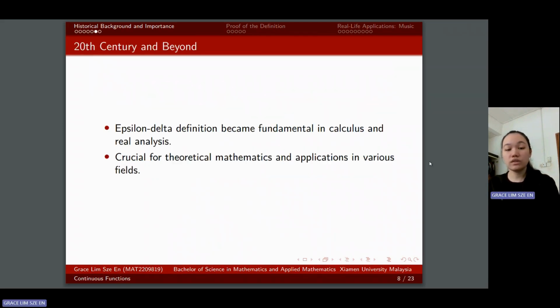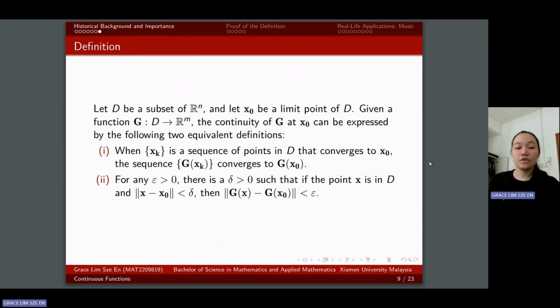And later on in the 20th century, this epsilon delta definition became fundamental. It became very important in calculus and real analysis. And until today, it takes a big part in theoretical mathematics and applications in various fields such as science, engineering, and beyond. And so here we have the definition of continuity in multi-dimensions.